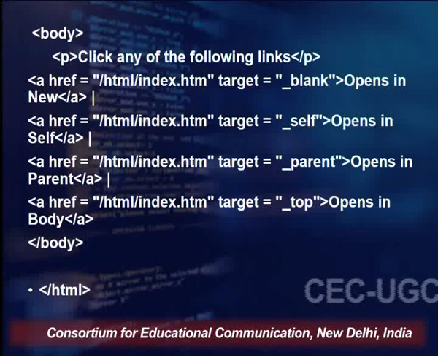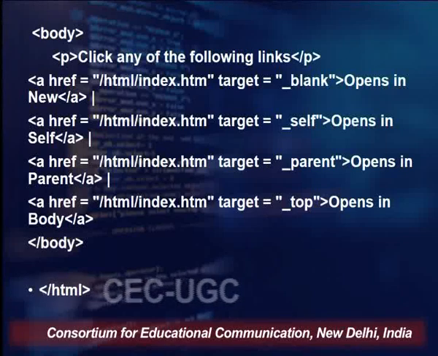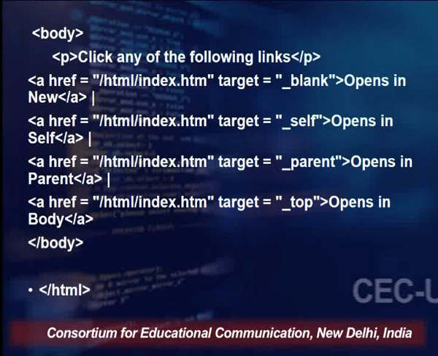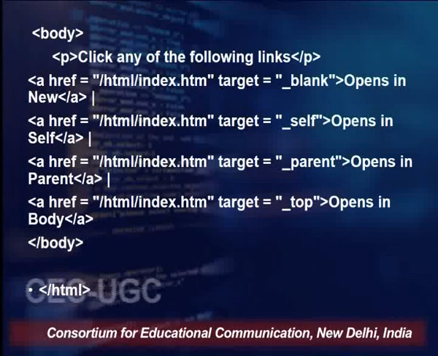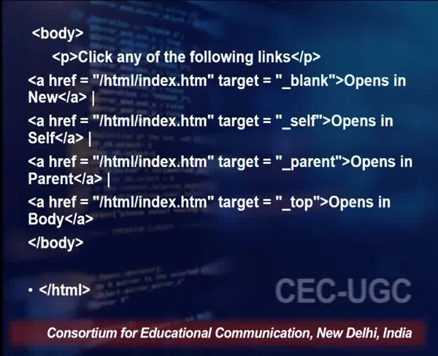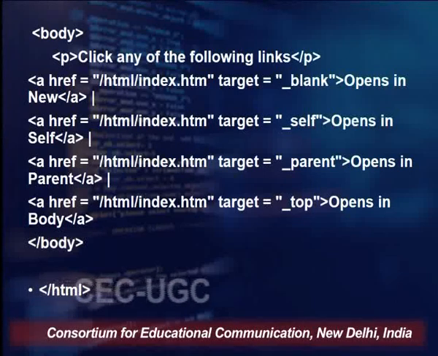So in the target attribute, for the first link we have written _blank, and the hypertext opens in new; blank is for the new frame. Then _self, which says opens in self, onto the same frame. Then for the parent frame we have given target is equal to _parent, which opens in the parent, and one is to open in the body, and for that we have written target is equal to _top.